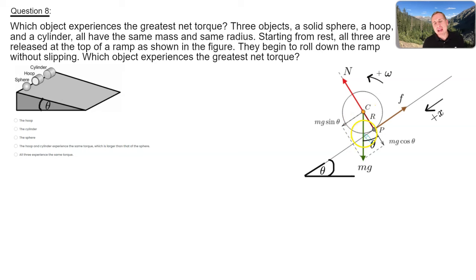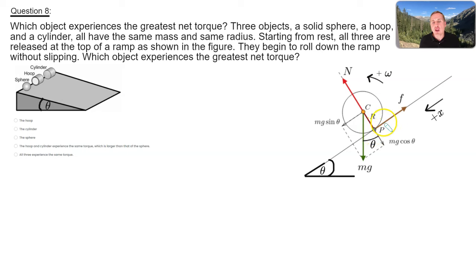Note that the weight and the normal force are both at the center of mass. And since the axis of rotation is at the center of mass, in the geometrical center of any of these rolling objects, there can be no torque about the center of mass from the normal force and the weight, because the radius out to the normal force and the weight is both zero. There's no lever arm. So any forces on the axis of rotation will always be zero torque.